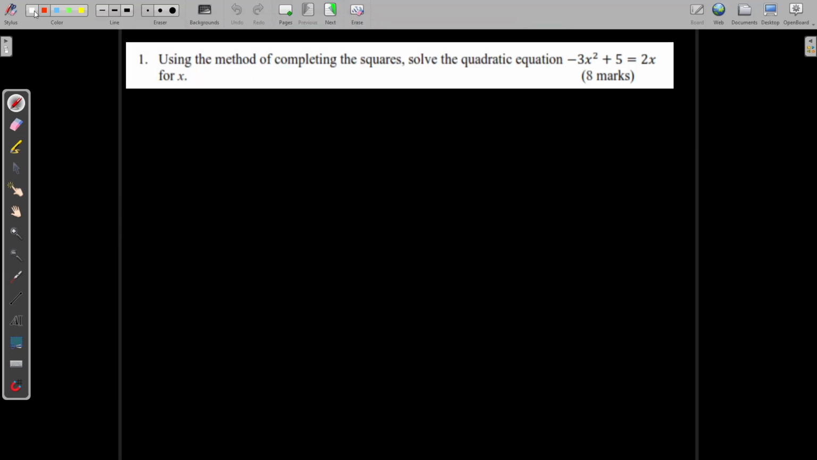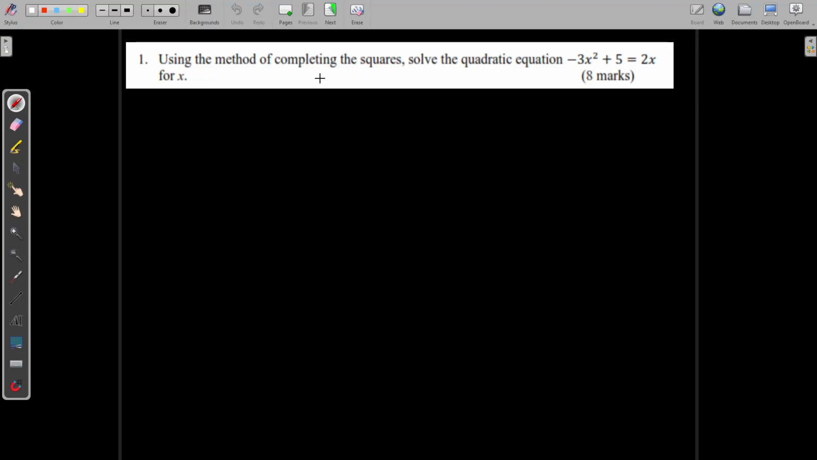All right, so here we have a few algebraic questions that we'll be looking at. Question 1 says, using the method of completing the squares, solve the quadratic equation negative 3x squared plus 5 equals 2x for x. And this question is valued at 8 marks, so we know we have our work cut out for us.